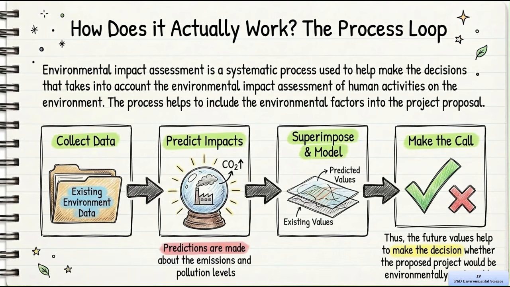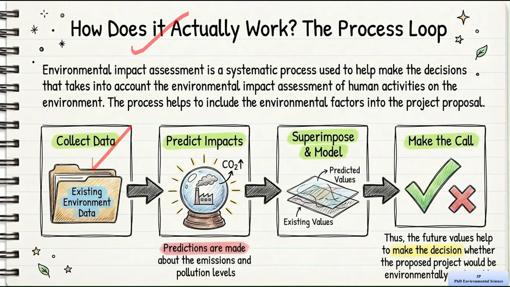EIA is not just an idea, it is a systematic process, meaning it follows proper steps. Step 1, collect data. First, we collect information about the existing environment. We study the current condition of air, water, land, plants, animals, and this is called baseline data. For example, before building a factory, we check current air quality, water quality, noise levels.